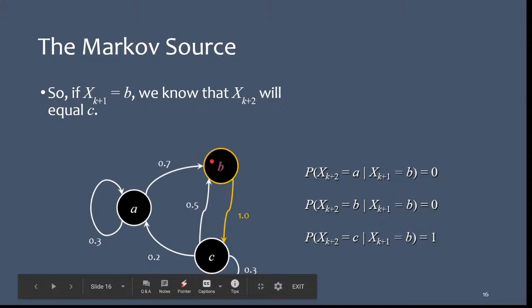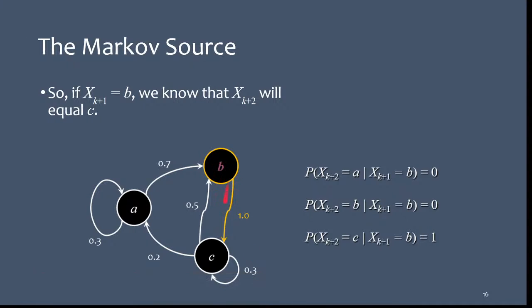But in case of B, it is very definite. If the first symbol is B, the next symbol will always be C. Okay, with this, again, you should be able to map between the state diagram and the conditional probabilities and vice versa.